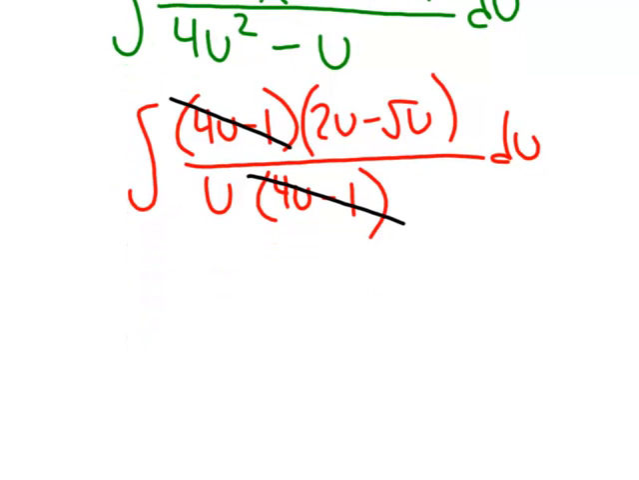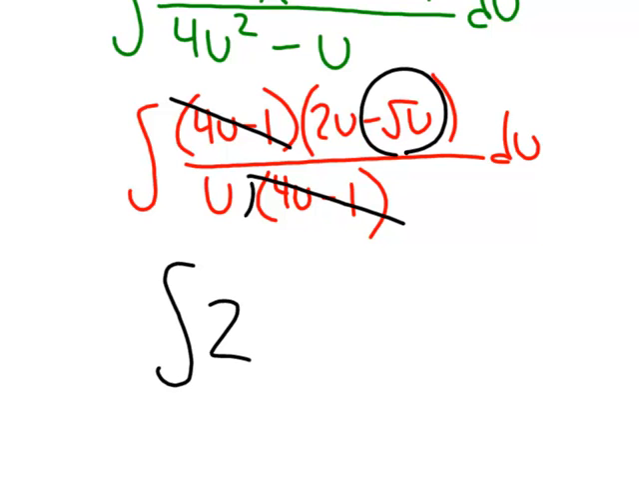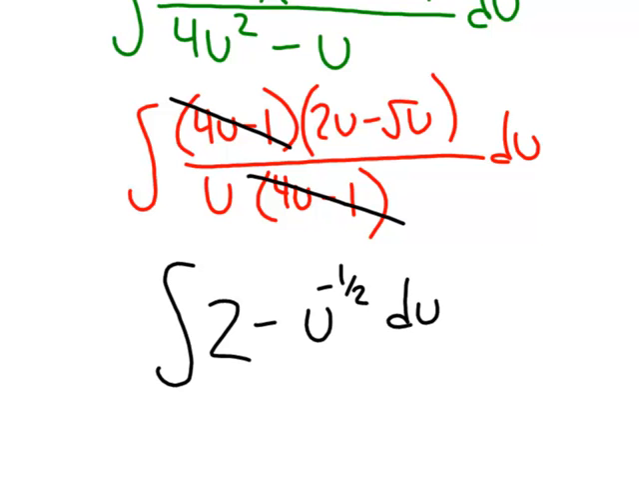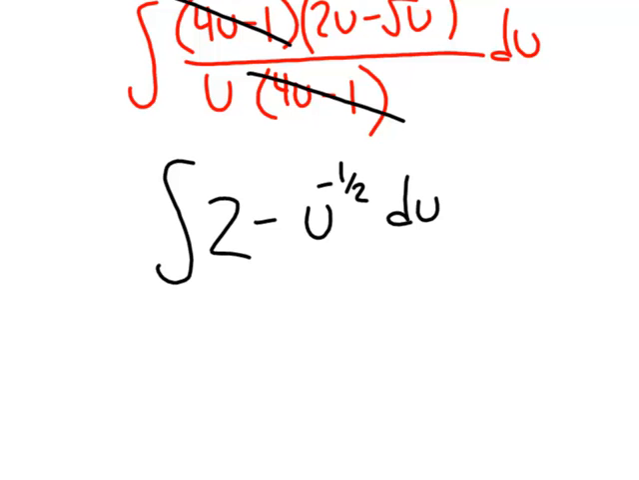So I've got 2u divided by u. That's going to be just 2. Integral, of course. And then I've got minus root u over u. That's going to be minus u to the negative 1/2 du. So let's antiderive that. Antiderivative of 2 with respect to u is going to be 2u. And then as far as the u to the negative 1/2 goes, if I add 1 to the exponent, I'll get u to the positive 1/2. I'm going to need a 2 out in front to balance it out.